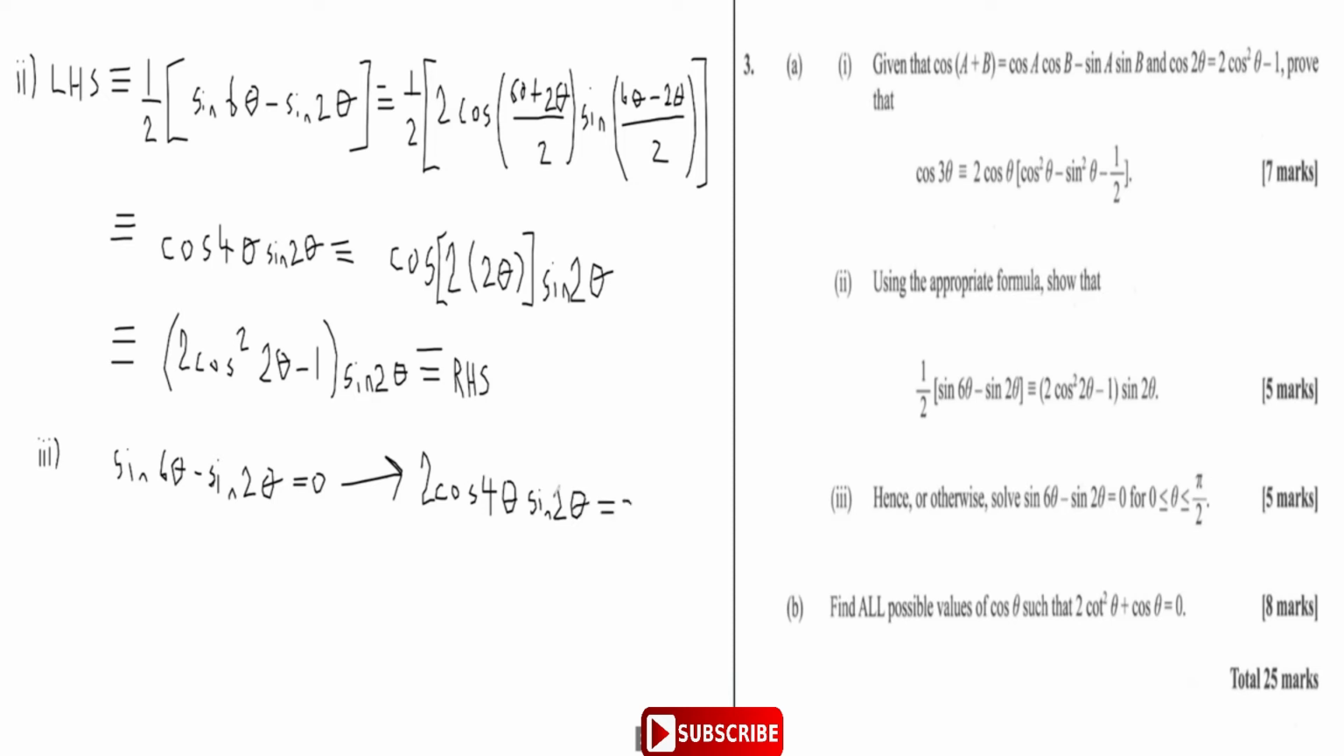Now, if the product of two numbers is equal to 0, then the final solution works out to be either cos 4 theta is 0, or it must be the other side, sine 2 theta is 0. Okay. Now we need to pay attention to the region of the solution. They want theta to be between 0 and pi by 2.